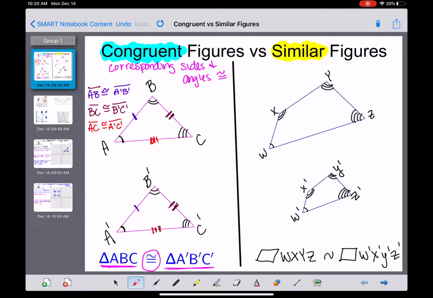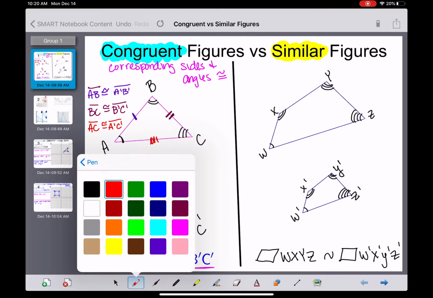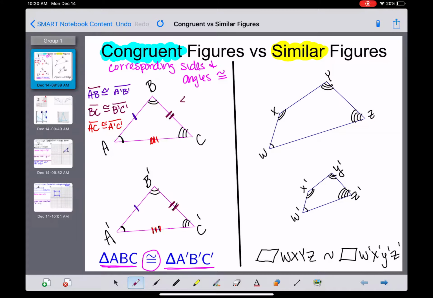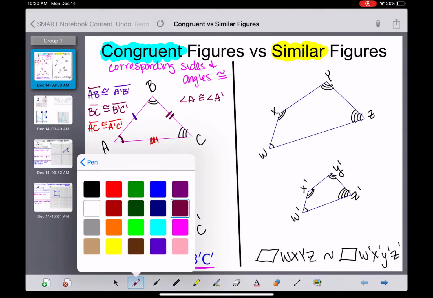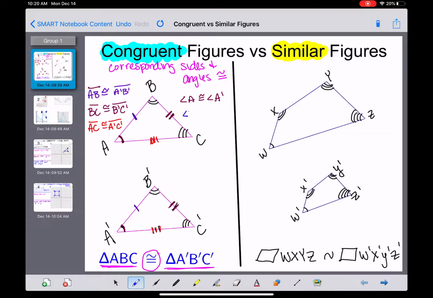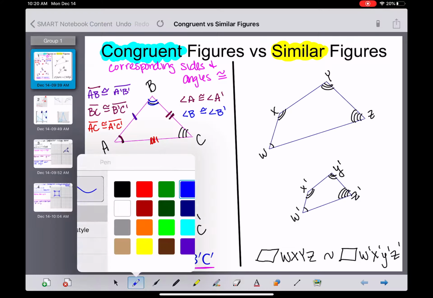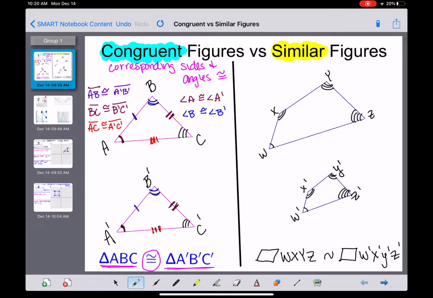So each corresponding side matches up with one another. Each corresponding length is equal. The same is true with angles. Angle A is congruent to angle A prime. This is represented through one of the half circles. Angle B is congruent to angle B prime. I know this because they both have two arcs. Angle C is congruent to angle C prime. I know this because they have three arcs.